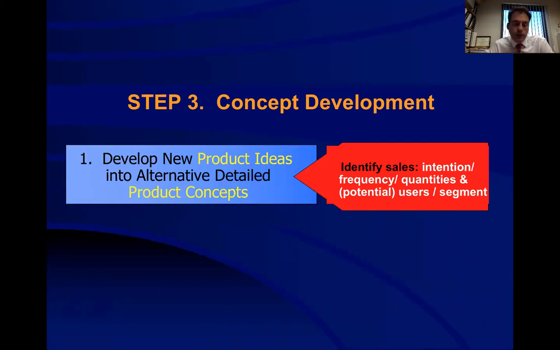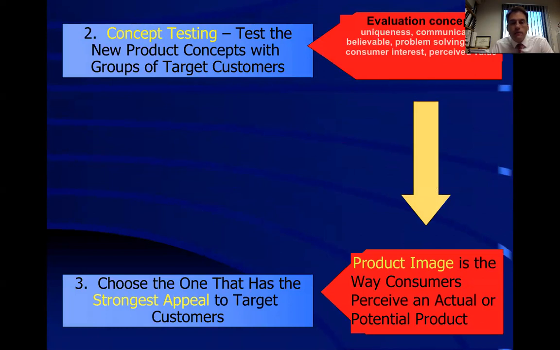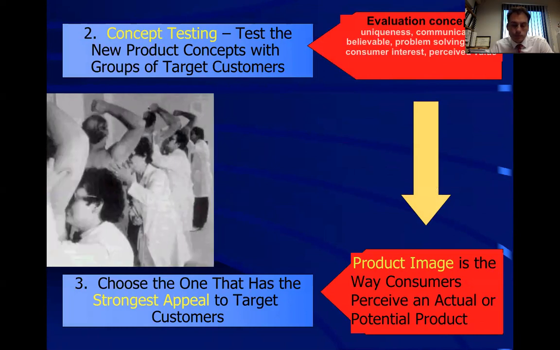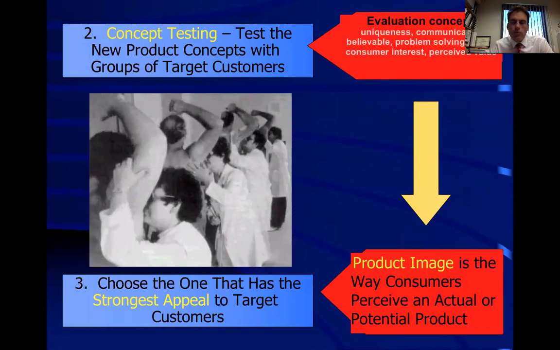So here you don't test just one concept. You have set aside 2-3 concepts that you want to test to see which one is most likely to be potentially successful. Then you test these concepts again with the customers, and you try to identify which one of these concepts is most likely to work the best, and what image will be the one that will have the best appeal to the customers.